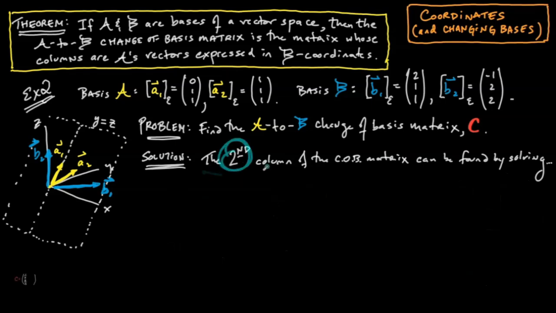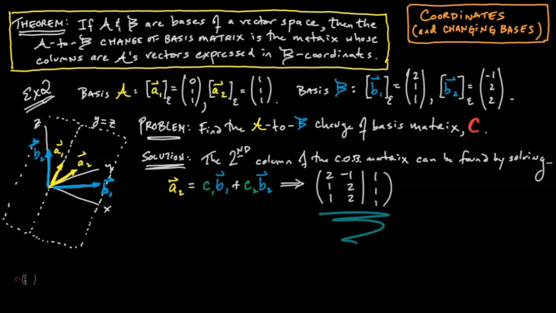Namely, the second column of the change of basis matrix can be found by solving the equation that will give us A's second basis vector in terms of the B vectors. So in other words, we have to write A2 as a linear combination of B1 and B2. And by the same shenanigans we went through last time, this leads us to a system of linear equations, which I can write as an augmented matrix.